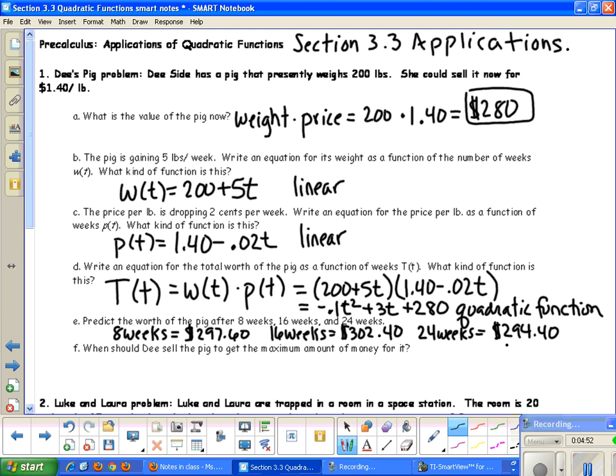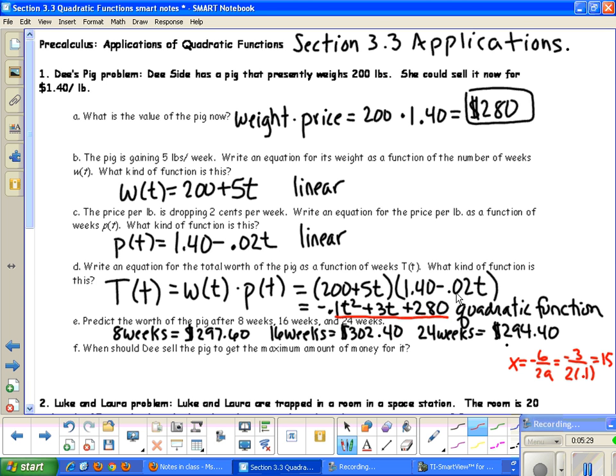F says, when should Dee sell the pig to get the maximum amount of money for it? Because I'm talking about the maximum amount of money, that means I want to find the vertex of my equation. In order to find the vertex, I could use this polynomial equation right here. I could do x is equal to negative b over 2a. In this case, it would be negative 3 over 2 times negative 0.1. When you do that, you end up with 15.